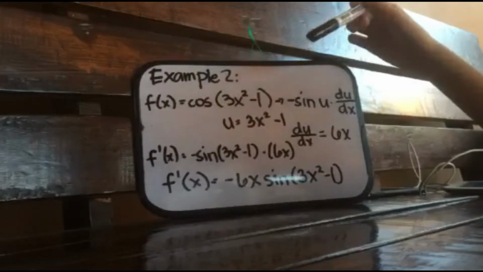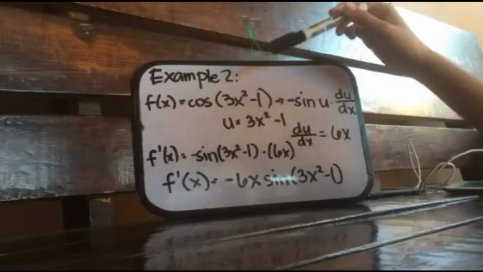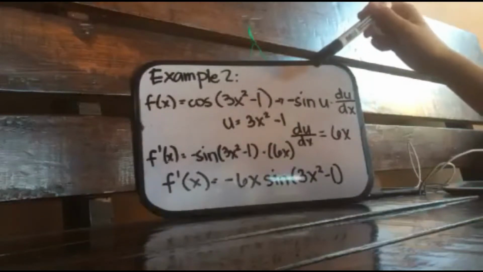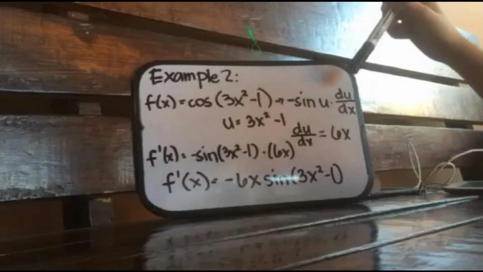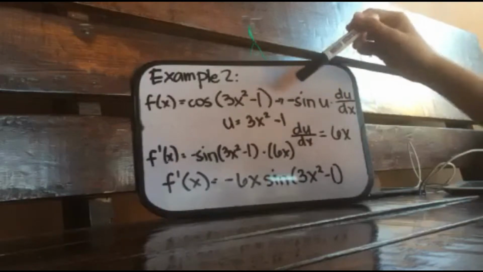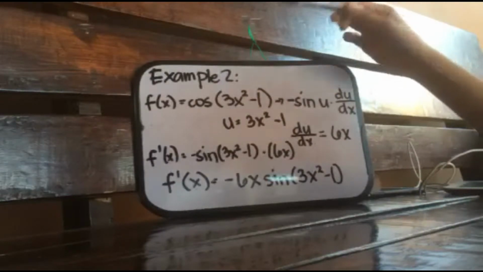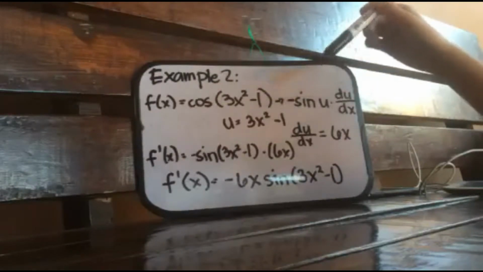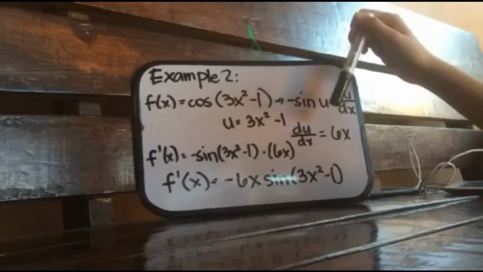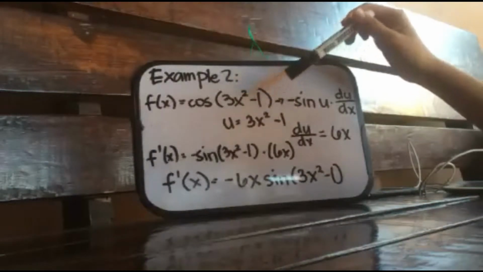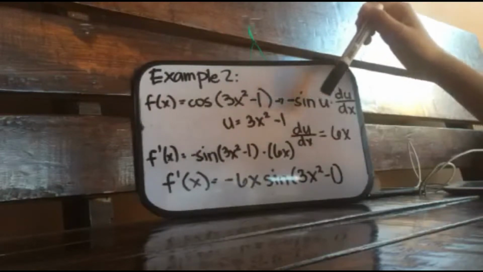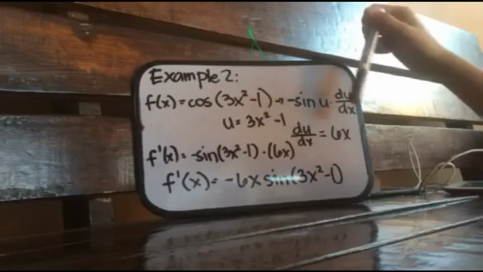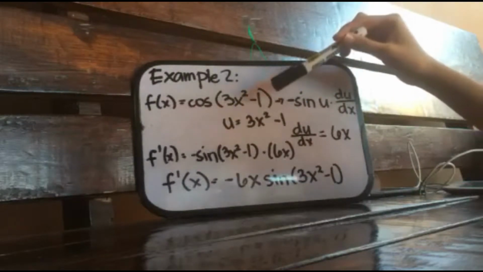So, ang given problem natin dito is f of x is equal to cosine 3x squared minus 1. So, ang gagamitin natin na formula is negative sine u times du over dx. So, kaya siya naging negative sine kasi yung derivative ng cosine is equal to negative sine. Then, after nun, kunin natin yung value ng u at saka ng du over dx. Ang value ng u is equal to 3x squared minus 1, while yung value naman ng du over dx is equal to 6x.